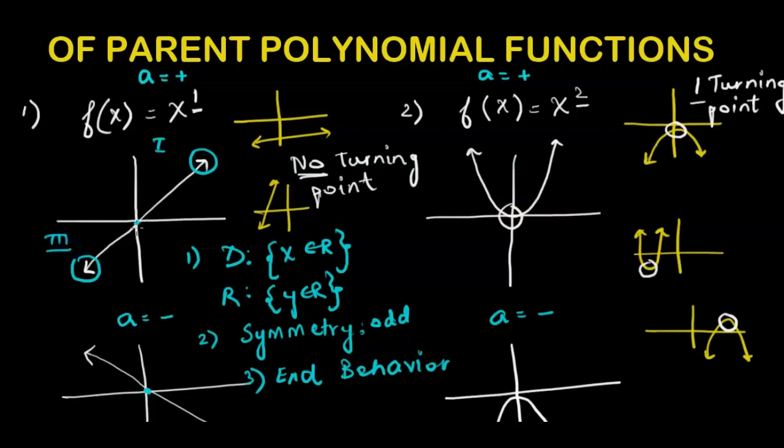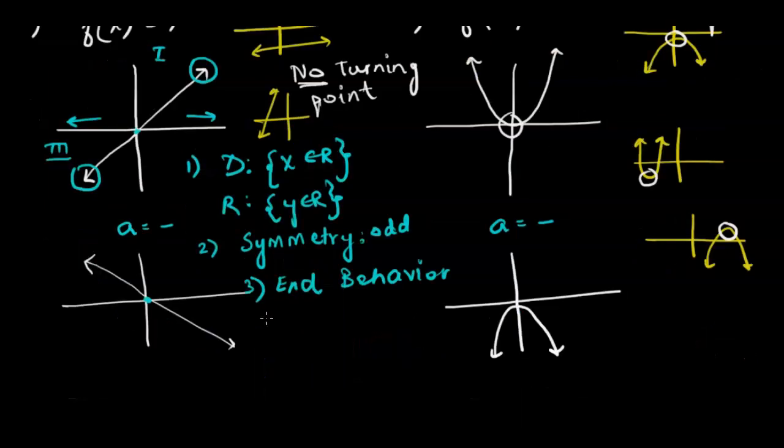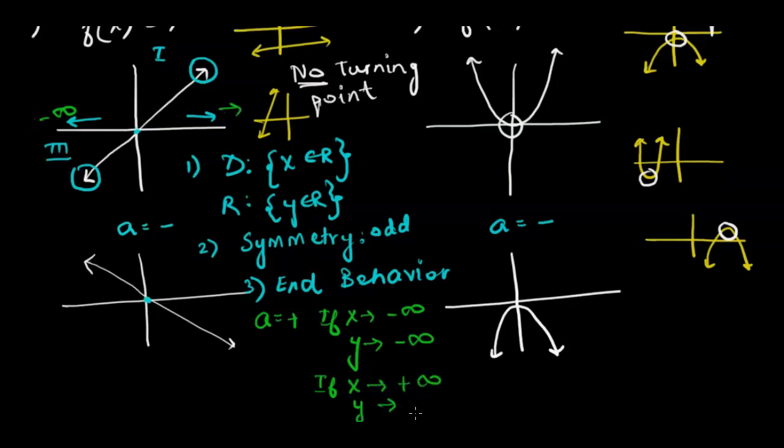Whenever we have to write end behavior, we have learned in the previous unit that we go from the middle to the two ends of the x-axis. So the end behavior for when a is positive is: if x approaches negative infinity, y approaches negative infinity as well because it's going down. Make sure whenever we write end behavior, we write about both ends. So if x approaches positive infinity, y approaches positive infinity because the graph is going up.